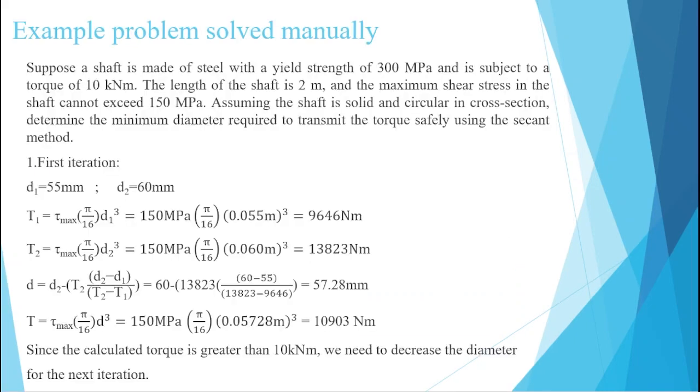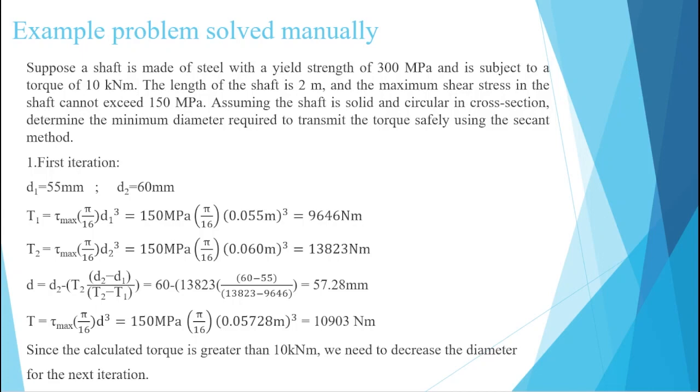Now, let's take a look at an example problem that we can solve using the secant method. Suppose we want to find the minimum diameter of a shaft that can withstand a given torque T and length L, given that the maximum shear stress tau max and yield strength S yield are known. To solve this problem, we will use the secant method, a numerical optimization algorithm that uses the slope of a secant line to approximate the root of a function. In this case, the function is the torque equation, T equals pi by 16 tau max into d cubed, where T is torque, tau max is the maximum shear stress, and d is the diameter of the shaft.